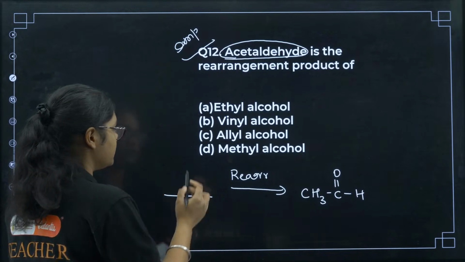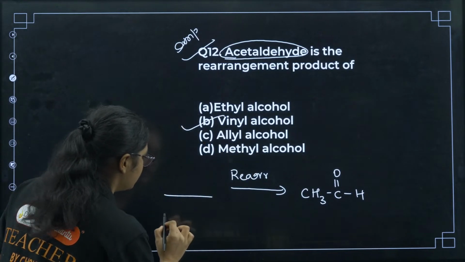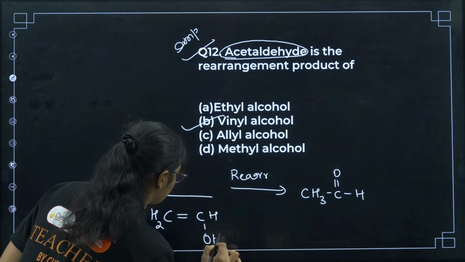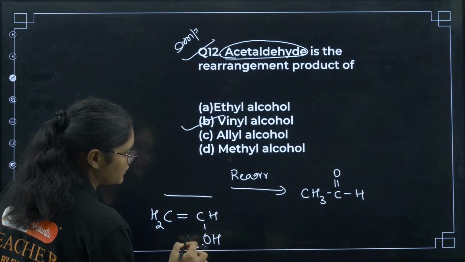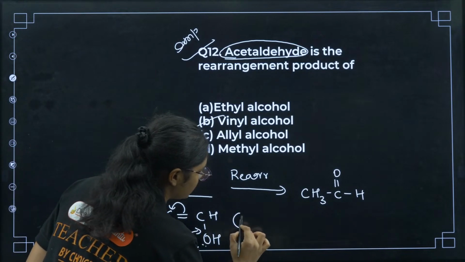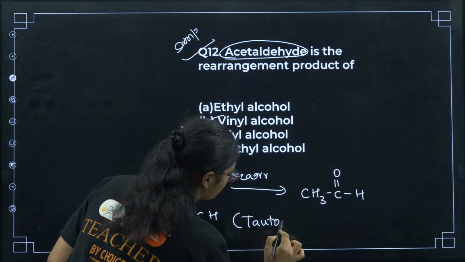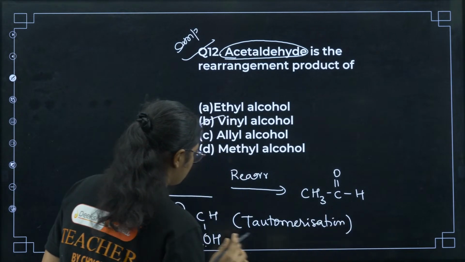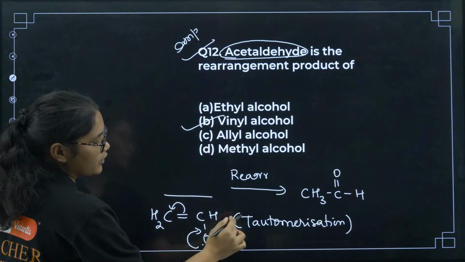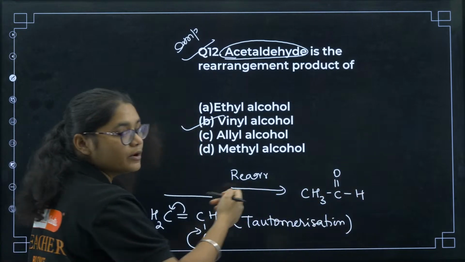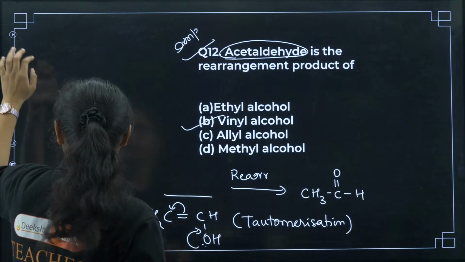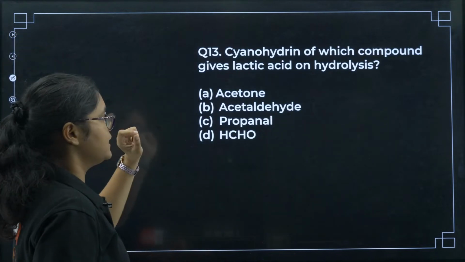Yes, Pradeep is good, very good. Vinyl alcohol. See, if you have vinyl alcohol, it is like this. So what will happen then? This one will come here, this one will come here. This process is called tautomerization. Right? So the vinyl alcohol undergoes tautomerization to give you aldehyde. So option number B is the correct answer here. Next, question number 13.